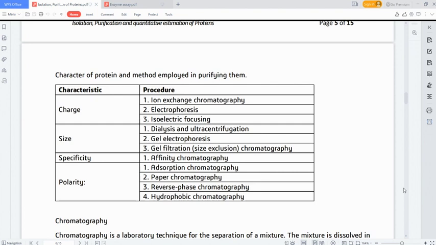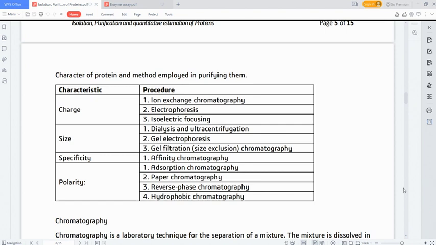Now, when we look at specificity, that is proteins that are specific to a particular support. For instance, for a protein that can bind to ATP, you can use an ATP-bound support to separate it from the rest. Because these proteins are specific, you use their affinity to a particular compound which you build into a support to separate them. Finally, we can cash in on their polarity, where we might use adsorption chromatography, even paper chromatography, reverse phase chromatography, and hydrophobic chromatography.